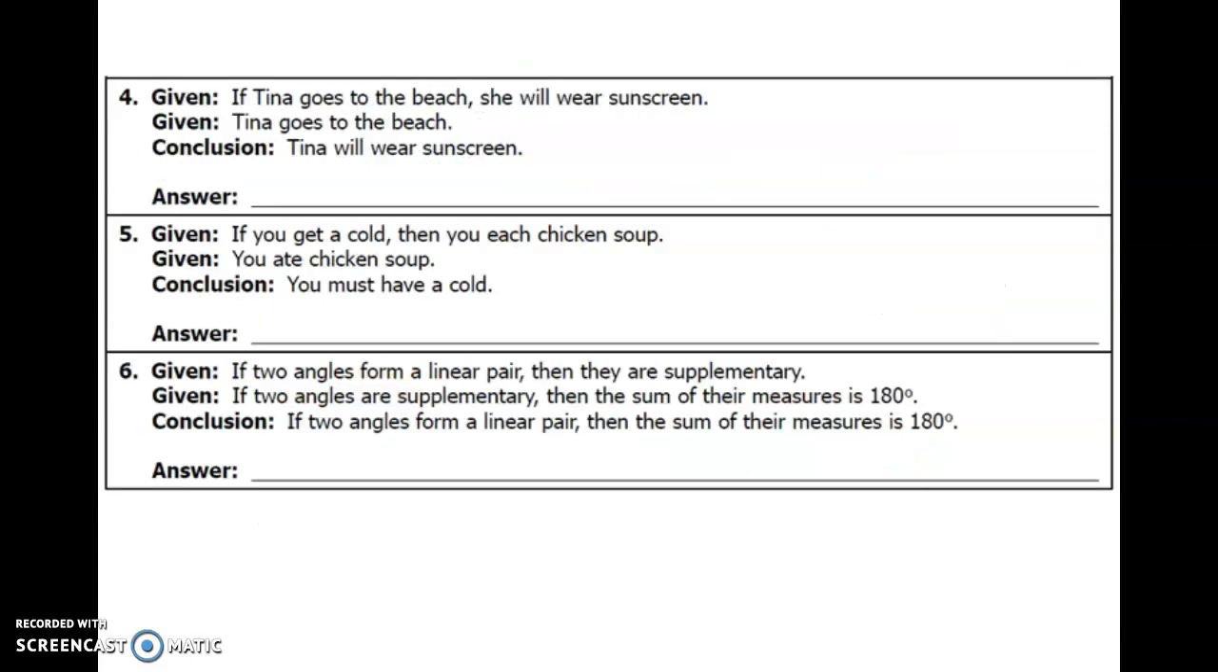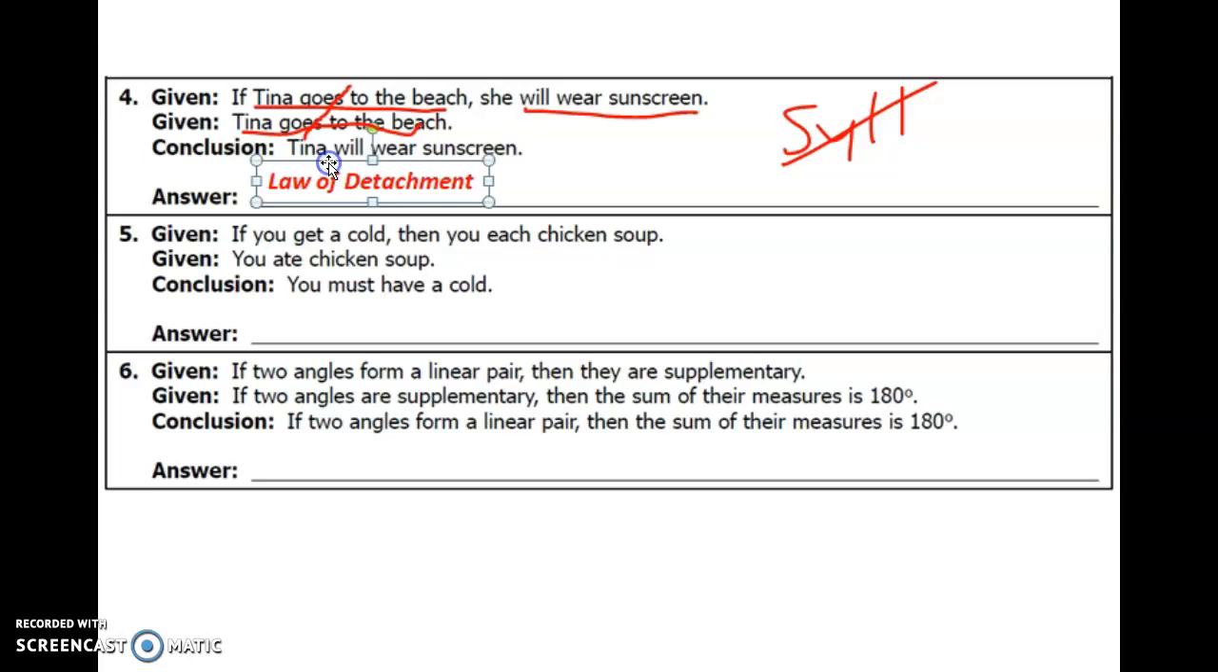Okay, last couple. Number 4. If Tina goes to the beach, then she will wear sunscreen. Well, given Tina goes to the beach, I don't have a second if-then, so this is not syllogism because I don't have two if-then statements. If it's detachment, they tell us the P is true. Tina goes to the beach. Well, they tell us Tina goes to the beach. That is true. They match. So therefore, the conclusion, Tina will wear sunscreen. Perfect. It matches. This is indeed detachment.